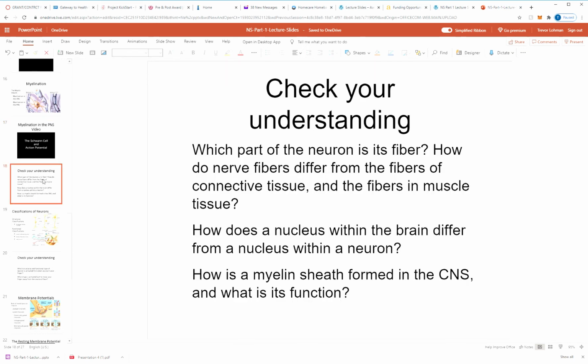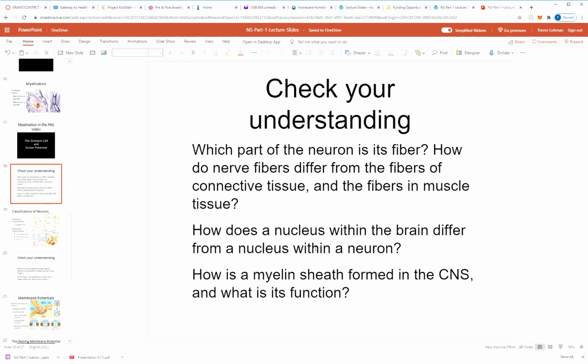Okay, we're back. Which part of the neuron is its fiber? That would be the axon. How do nerve fibers differ from fibers of connective tissue and fibers in muscle tissue? Well, some of you guys weren't here last quarter, but when we say muscle fiber, we're referring to the entire muscle cell. So it's a little bit different because when we say nerve fiber, we're referring to the axon. In connective tissue, fibers are actual structural components. They're not cells at all. They're not even a part of a cell. They're found within the extracellular matrix.